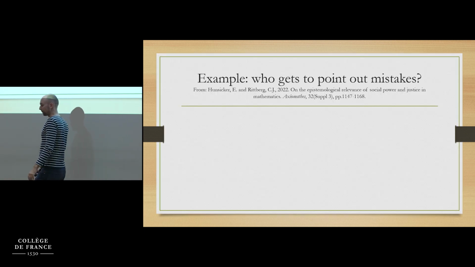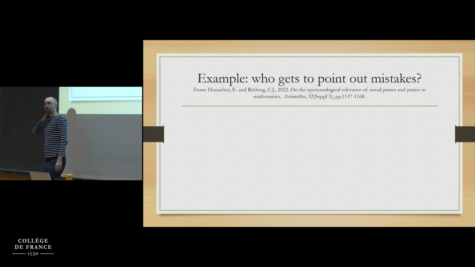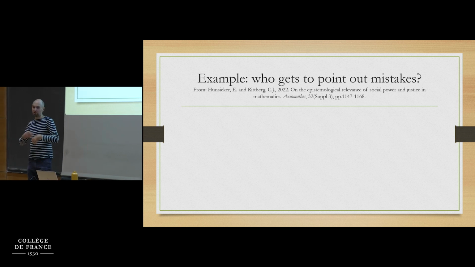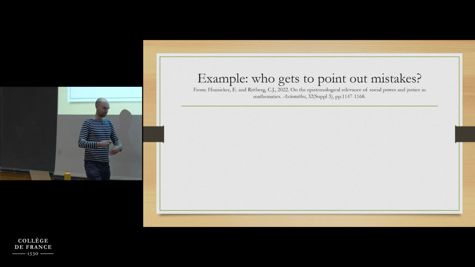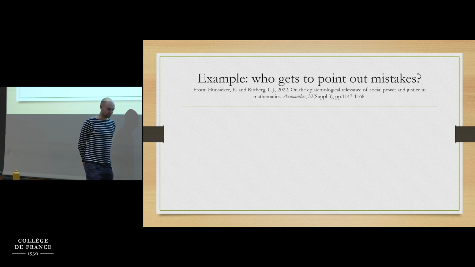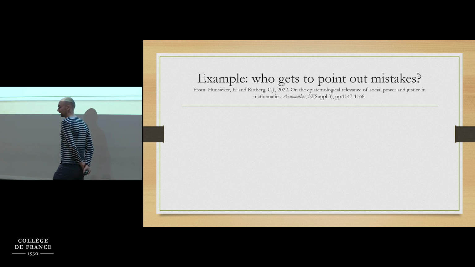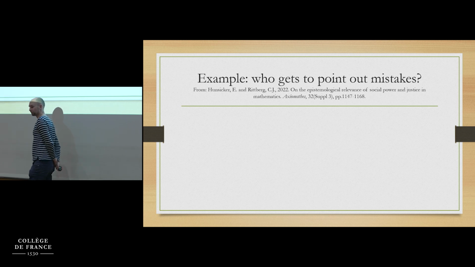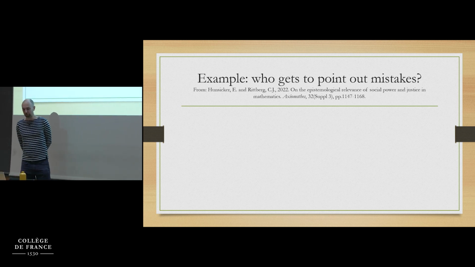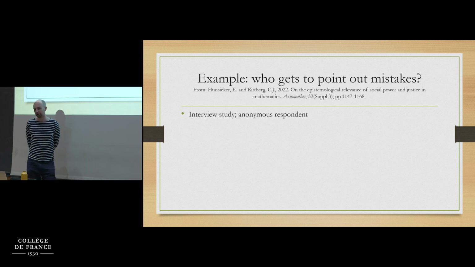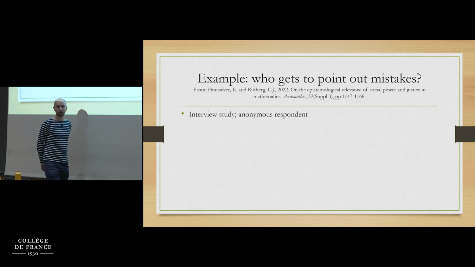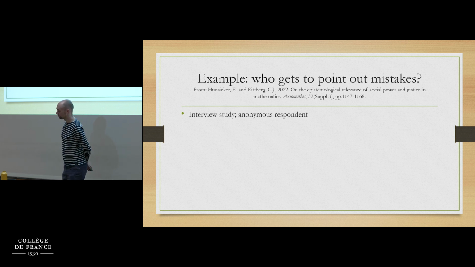So here's a quick example on how this might go, right? So the epistemic ideal, of course, is that, as long as your mathematical result is correct and somehow significant and relevant enough, then surely you'll get the credits that are your due. Here's a case, just a quick one, that Hansika and I discussed in that paper over there, where we also engage with this race and gender question a little bit, on who gets to point out mistakes. So this is from an interview study with an anonymous respondent, so I won't be able to say a whole lot about this case to keep the anonymity of the respondent.